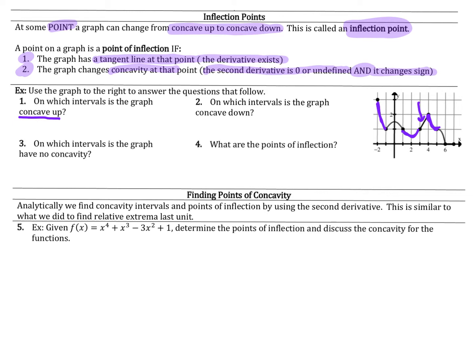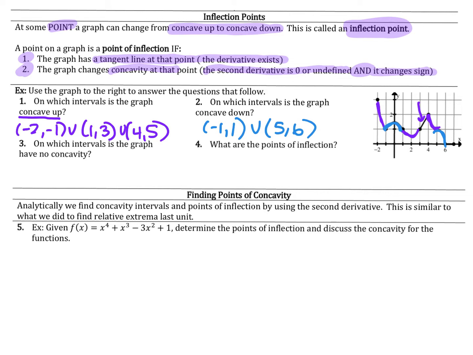So it looks like we are concave upward from -2 to -1, from +1 to +3, and from 4 to 5. It looks like we're concave downward here and here, so that would be -1 to +1 and 5 to 6.